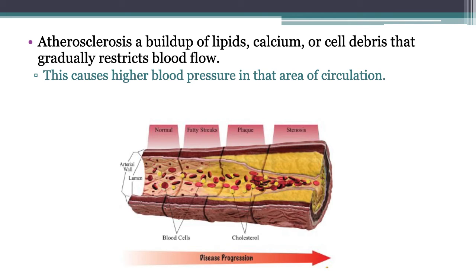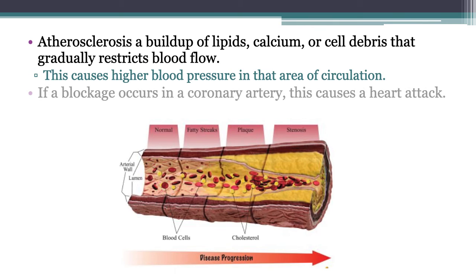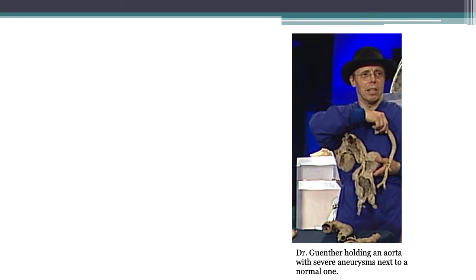Atherosclerosis is a buildup of lipids, calcium, or cell debris that gradually restricts blood flow. This causes higher blood pressure in that area of circulation. If a blockage occurs in a coronary artery, this causes a heart attack.